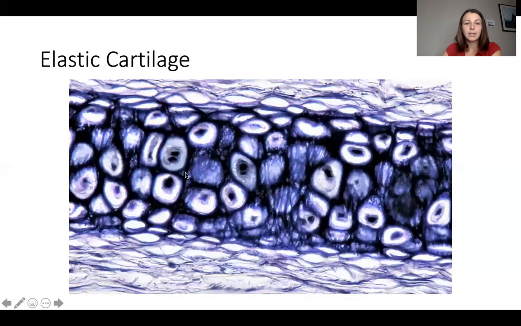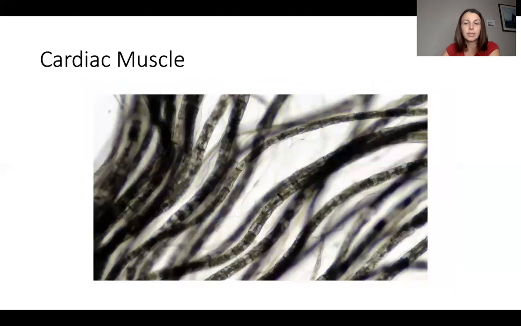Here's more elastic cartilage, so you have nice visions of cells, and here again, the dyed black is that elastic tissue fiber. So elastic cartilage is in the nose here and in the ears, and it just has a bit of flexibility, but still maintains cartilage properties.